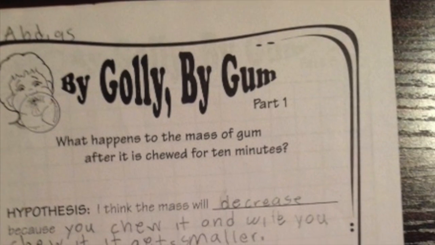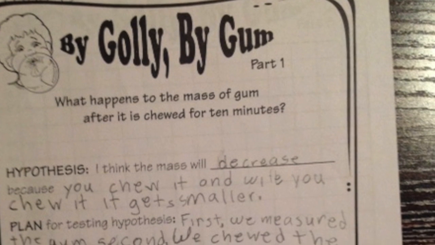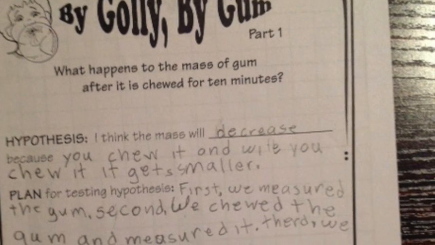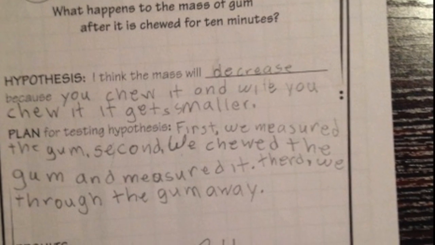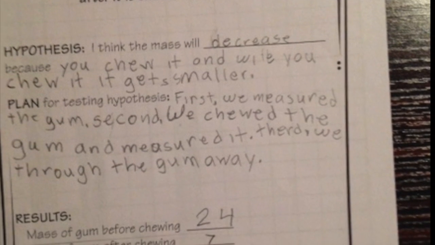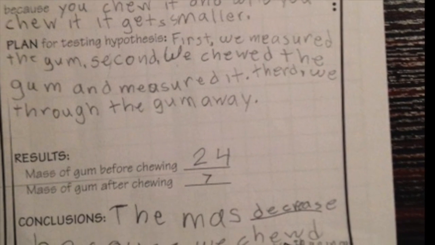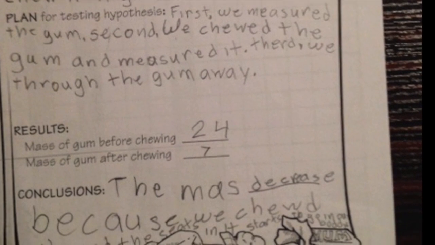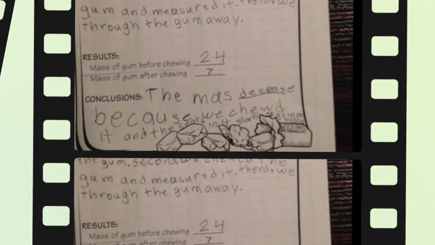The second lesson I taught in my PIP was entitled By Golly by Gum and was adapted from a lesson I found in a book given to me by my cooperating teacher called Jawbreakers and Jaw Thumpers. In this lesson, students used the scientific method to discover what happens to the mass of gum when it is chewed. They measured the mass of different brands of gum before and after chewing using a balance, collected data in a table, and organized it in a graph.